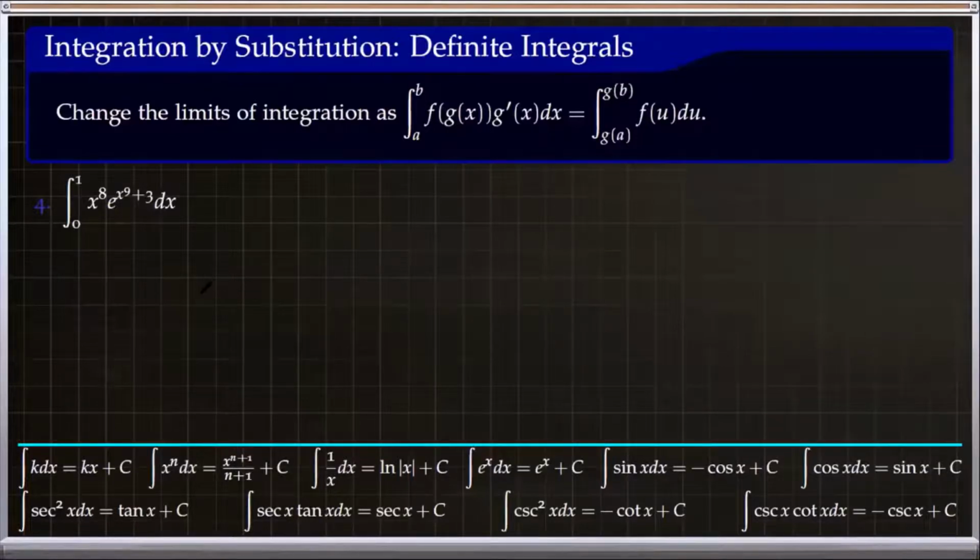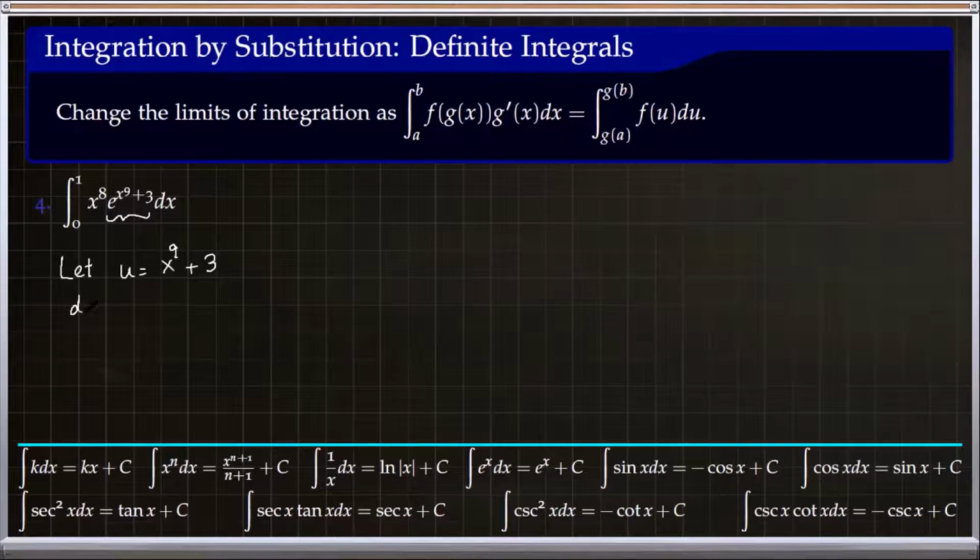This is the next example we want to work on. Here we want to find the integral of x to 8 times e to x to 9 plus 3 from 0 to 1. So again, the first step is to notice that u will be x to 9 plus 3, because that is the inside part of this composition. So the composition part is e to x to 9 plus 3, and the inside function is x to 9 plus 3. So now we want to express dx in terms of du.